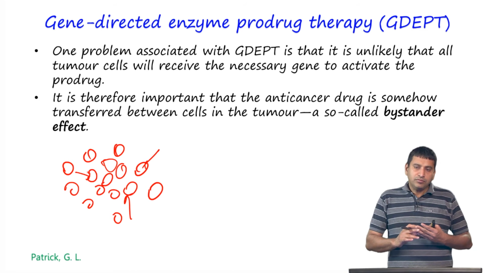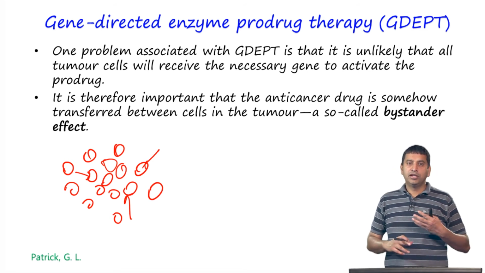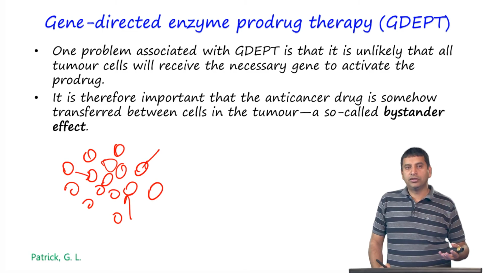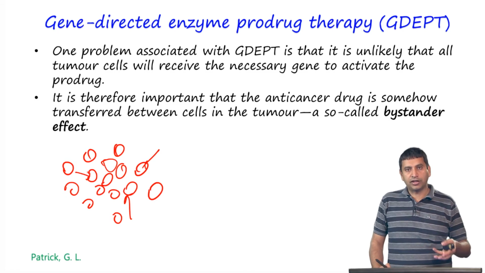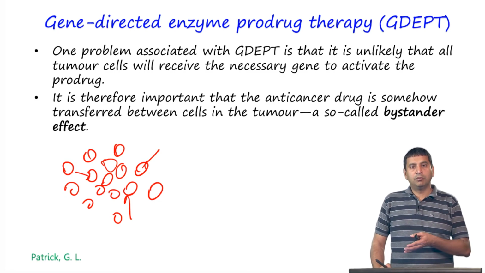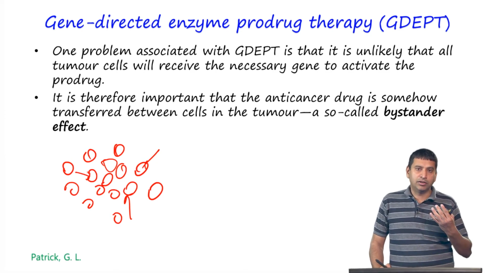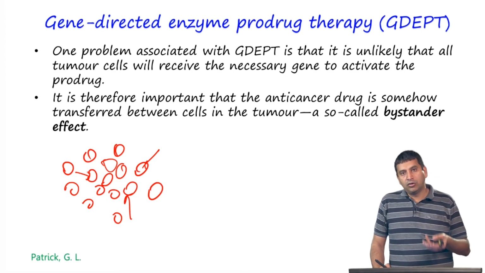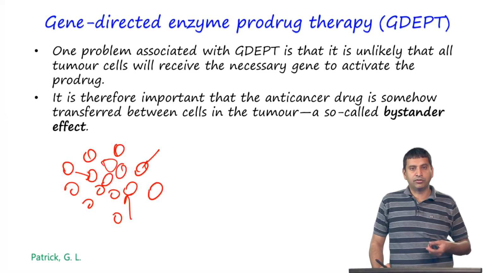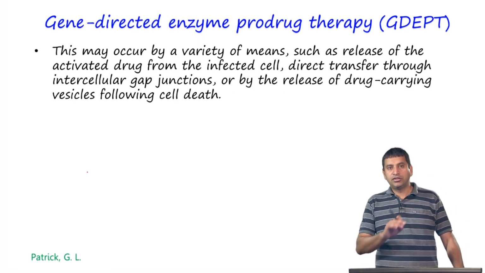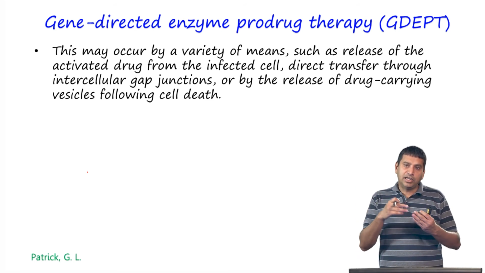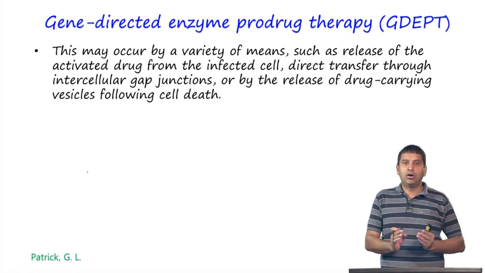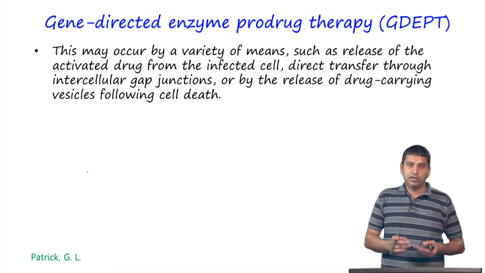Therefore, there is an important concept that comes here, called the bystander effect. Once the prodrug is activated inside one of the tumor cells and produces the active drug, it is somehow transferred between the cells in a tumor. And so the cells which do not have the gene transfected are still going to get killed because of the drug that is present in the neighboring cells. This is called the bystander effect. It may occur by a variety of means, such as release of the activated drug from the infected cell, direct transfer through intracellular gap junctions, or by the release of drug carrying vesicles following cell death.